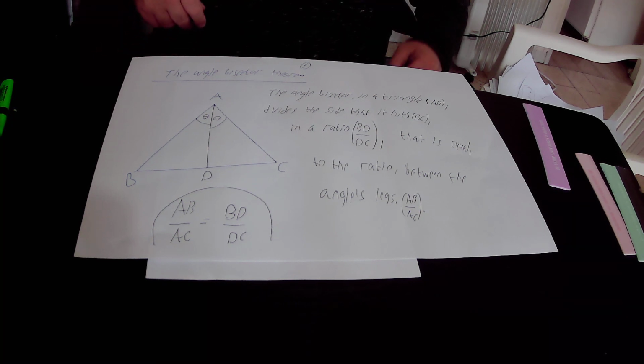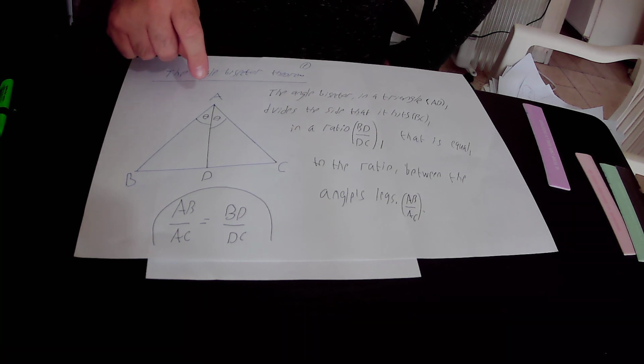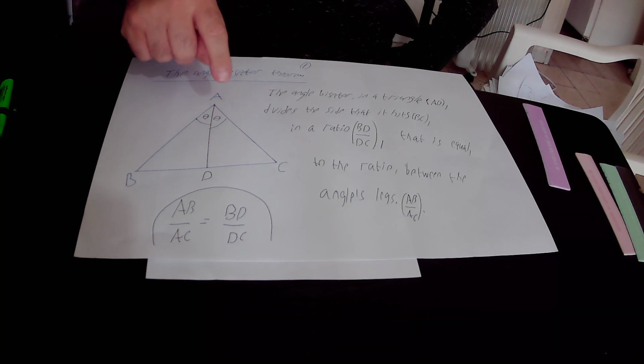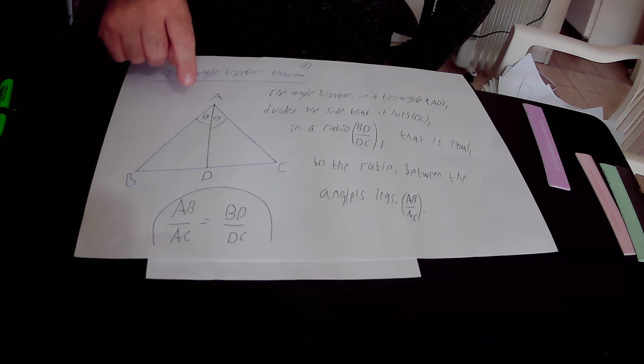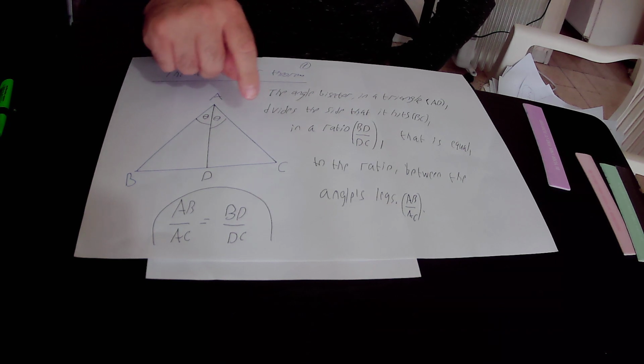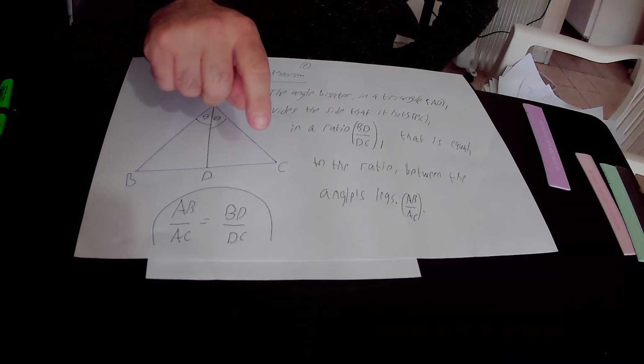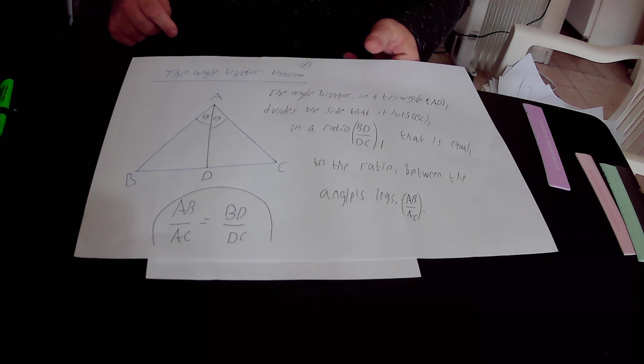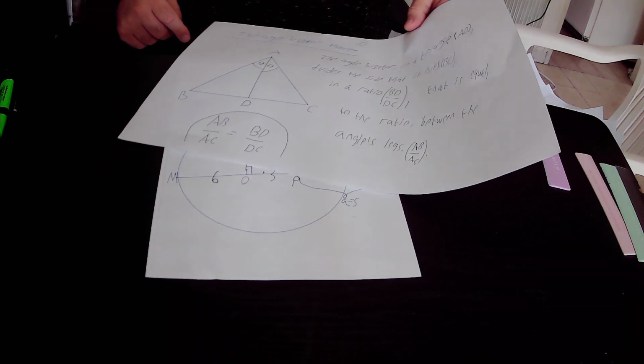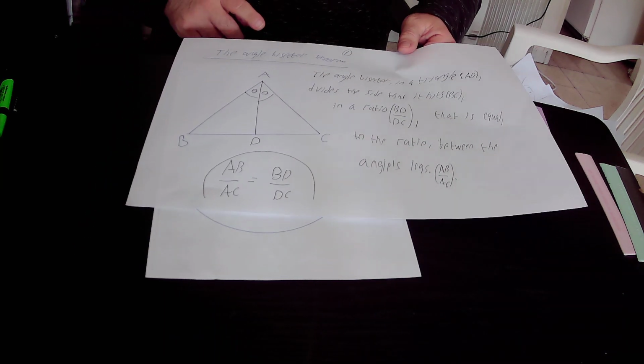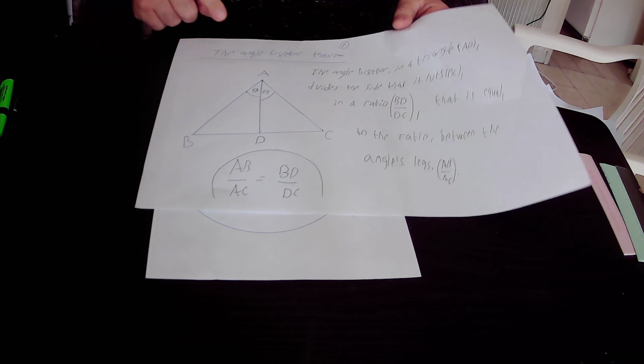Okay, the ratio that angle bisector AD divides side BC is BD over DC, and that ratio equals the ratio between the angle's legs, that is AB over AC. In conclusion, AB over AC equals BD over DC. So you can implement rule number 3, the angle bisector theorem, in triangle AOE.